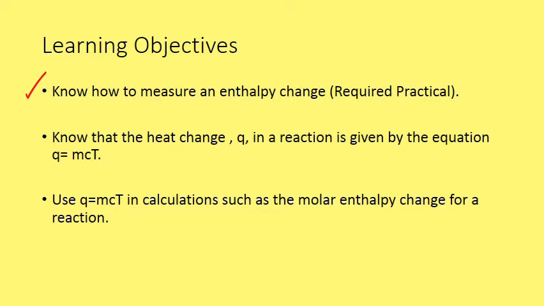The second one was to familiarise ourselves with Q equals mc delta T to work out the amount of heat that was given off or taken in a particular reaction. And we used that Q from Q equals mc delta T in calculations to work out what the molar enthalpy change is for a reaction. And of course we used delta H equals Q over n to get from the Q in the second learning objective to the molar enthalpy change, which would be the final objective. So I think we've clearly been through all three of those learning objectives.